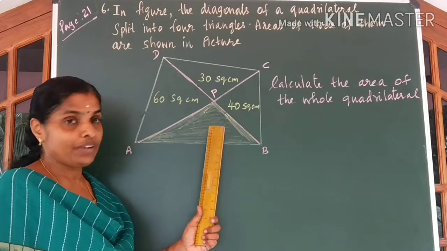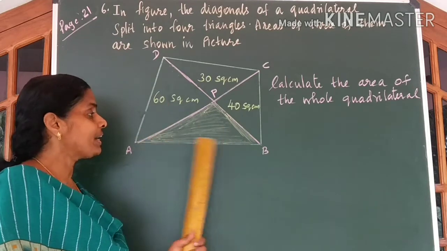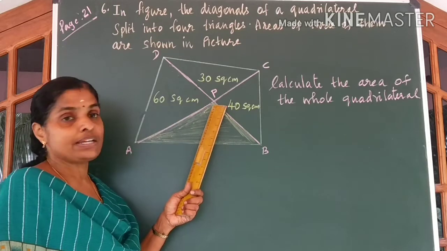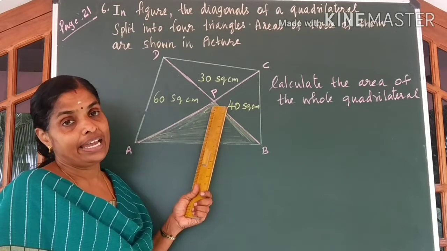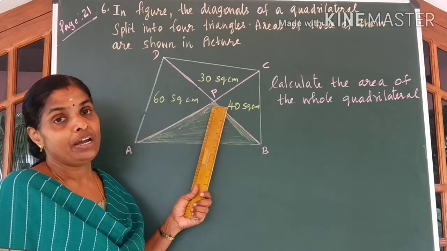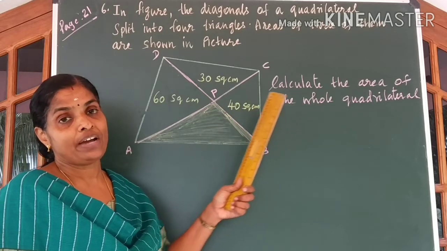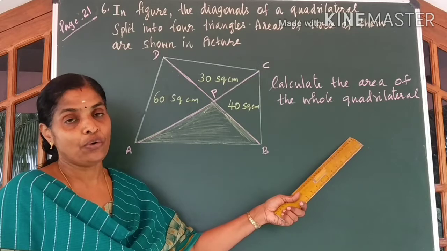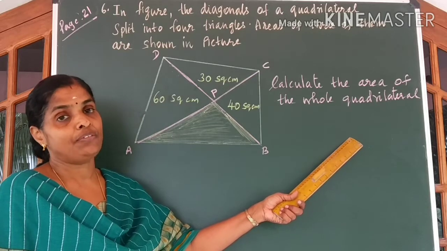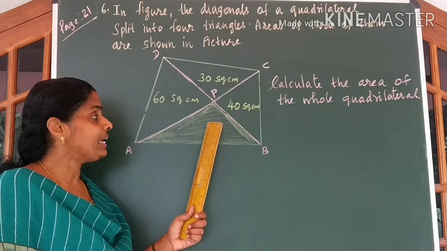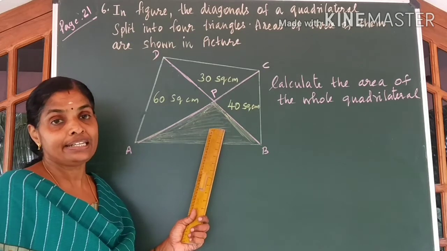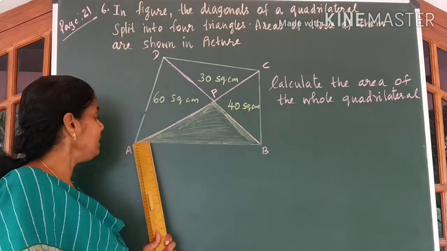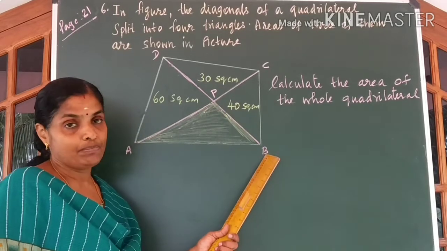Look at the figure. I named the figure ABCD. The point of intersection of the diagonals I have marked as P. Now the question is to find the area of the whole quadrilateral. To find it, first of all, we have to find the area of this shaded triangle. The area of this shaded triangle is triangle APB.